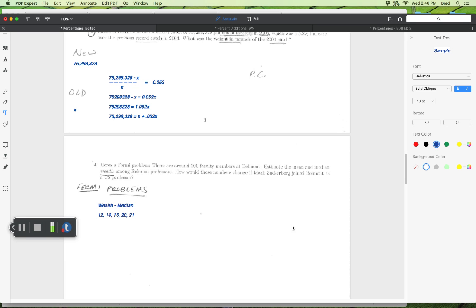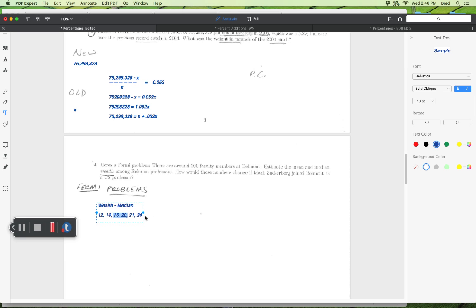Well, if there's one more number, in other words, if there is an even number of values, then there's no singular middle number. So we take the two in the middle and we average them. So the average of 16 and 20 would be 18.